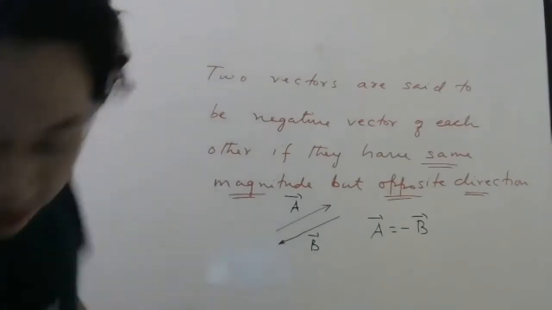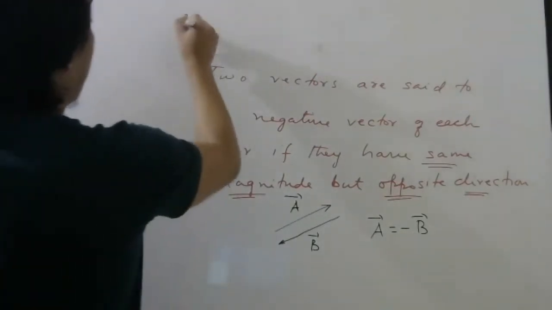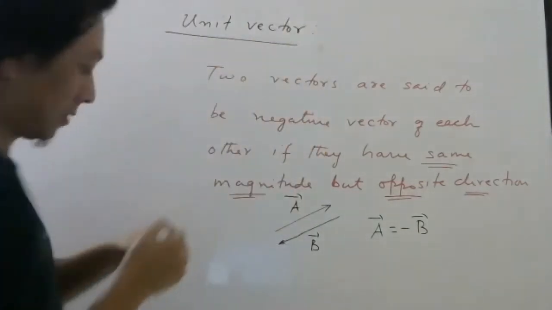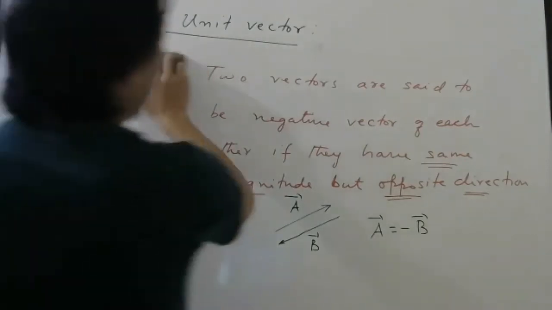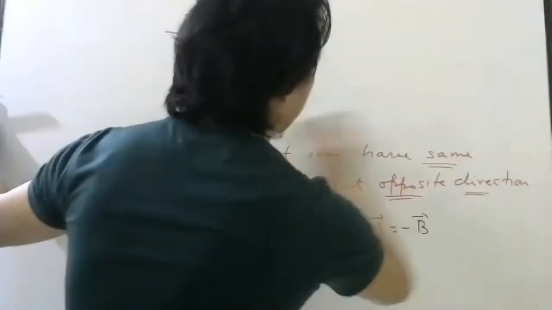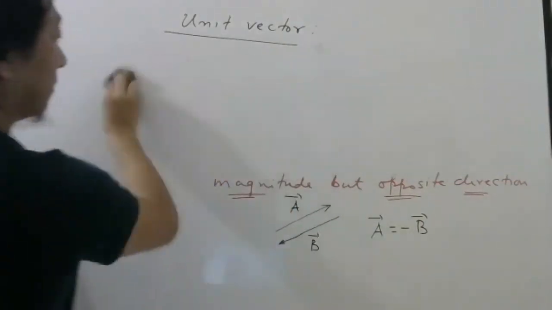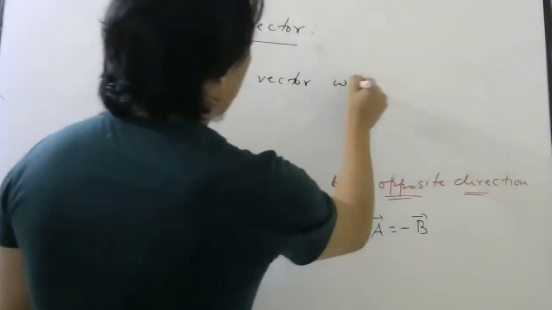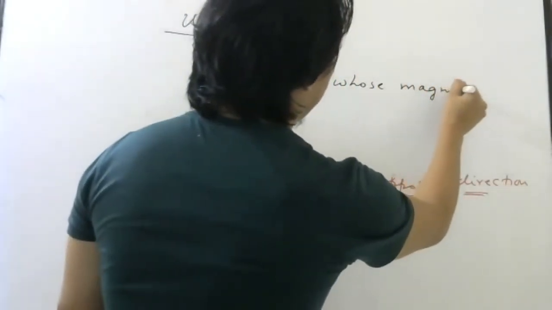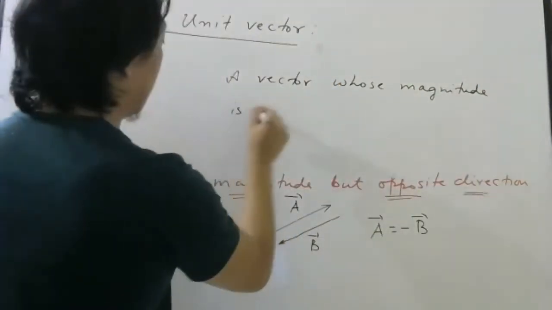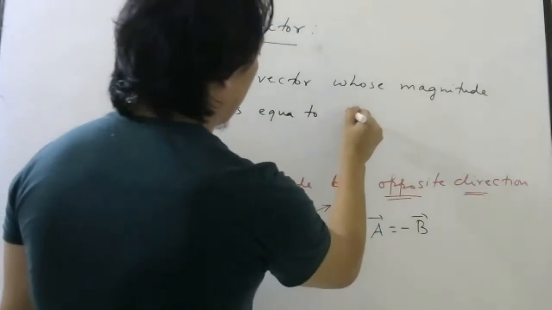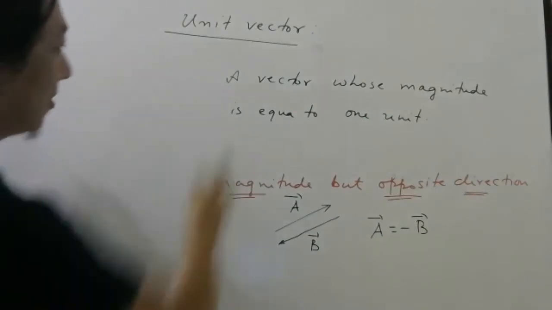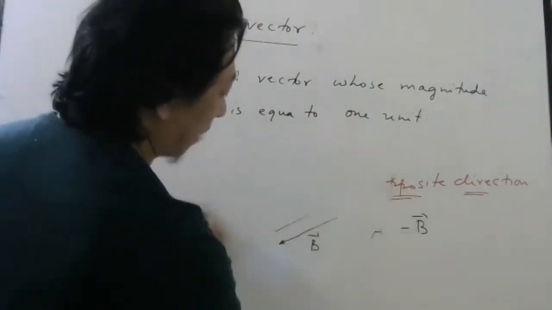Now comes the most important one, unit vector. Okay? So listen carefully. So unit vector means a vector whose magnitude is equal to 1 unit. That is the meaning of unit vector. Very simple. If you see the definition, it's a very standard 1 mark question.